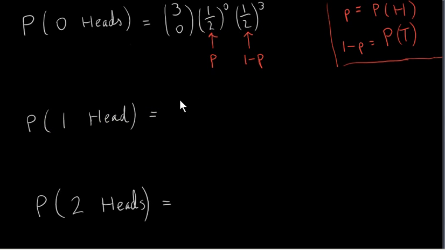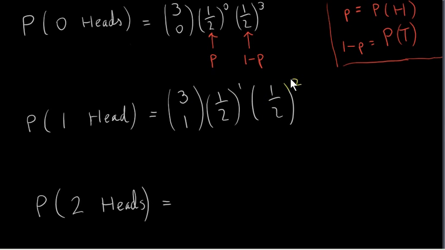Let's look at the probability of getting one head. We saw that that's 3C1 times a half to the power of 3. Now we can write a half to the power of 3 as a half to the power of 1 times a half to the power of 2. So the probability of getting heads is a half. So this is the probability of getting heads. This number over here is the probability of getting tails, which is just 1 minus a half. 1 minus a half is a half.